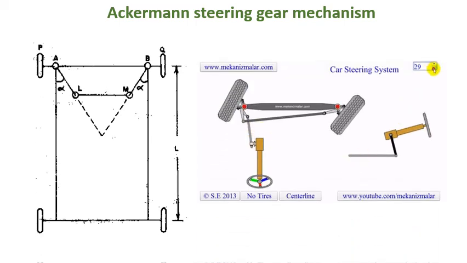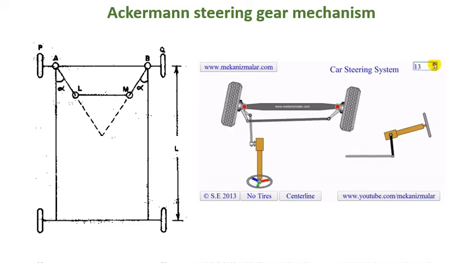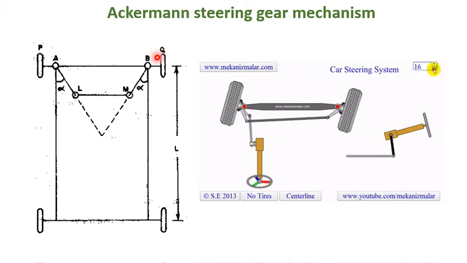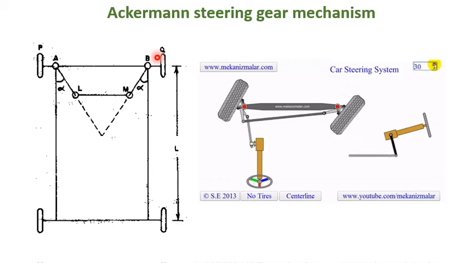Here, this Ackermann steering gear mechanism consists of all turning pairs, and it is based on the 4-bar mechanism. In the front wheel, you can see it consists of the 4-bar mechanism A, L, M, B. Because of these turning pairs, its manufacturing cost is less and there is less wear and tear of the parts.